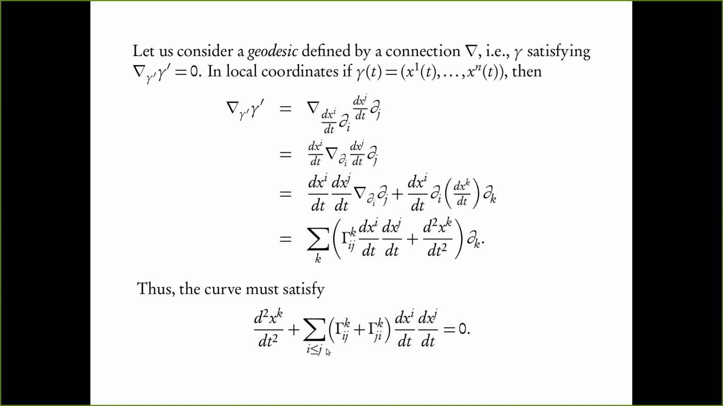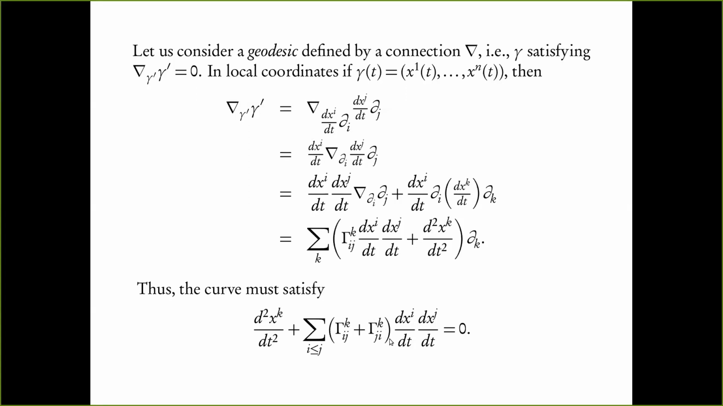d2xk dt2 plus these terms, but here I'm just combining I less than or equal to j, because remember this is a double sum, but dxi dt, dxj dt, they commute because I'm looking for smooth solutions. But dxi dt, dxj dt are simply functions. As long as they're C1, for example, or C2, they commute. So that's why I'll be replacing the sum over all I and j with I less than or equal to j, and now I'm only counting terms of the form dxi dt dxj dt once, and the coefficient now becomes a sum. Okay?